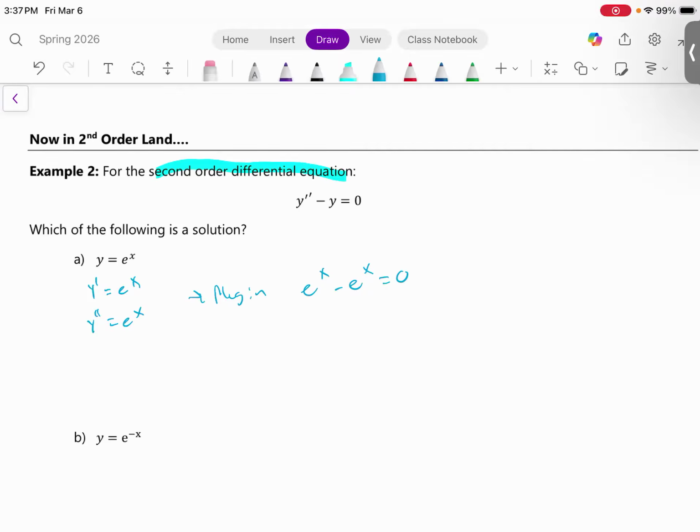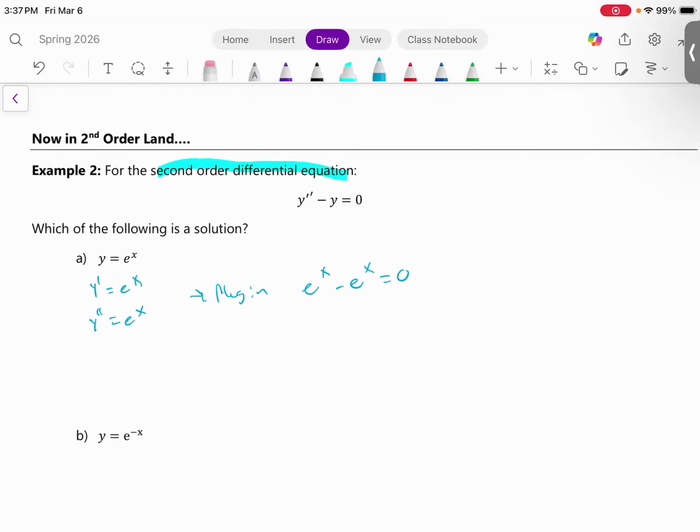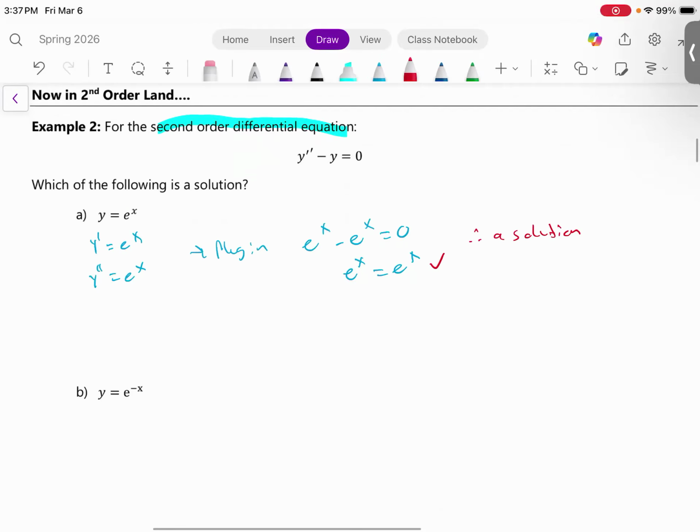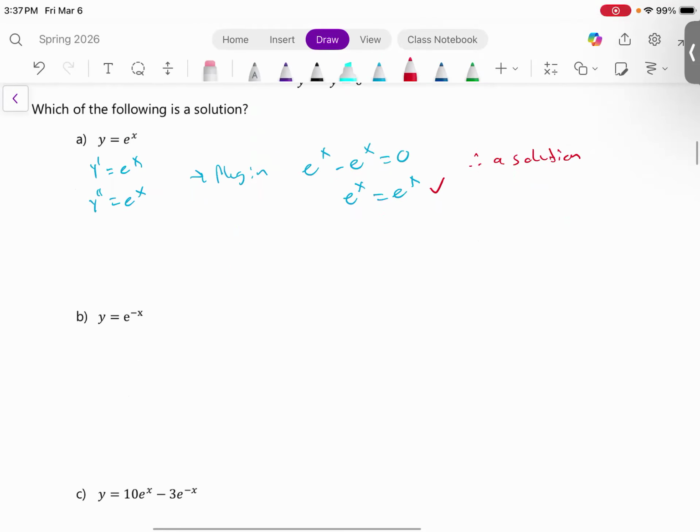There are different ways we could do this. I want to move e to the x over to the right-hand side. But yeah, e to the x is a solution, so therefore a solution. Let's look at example B now.